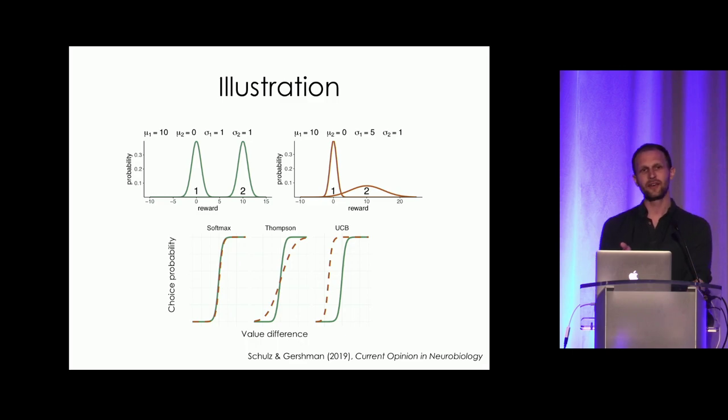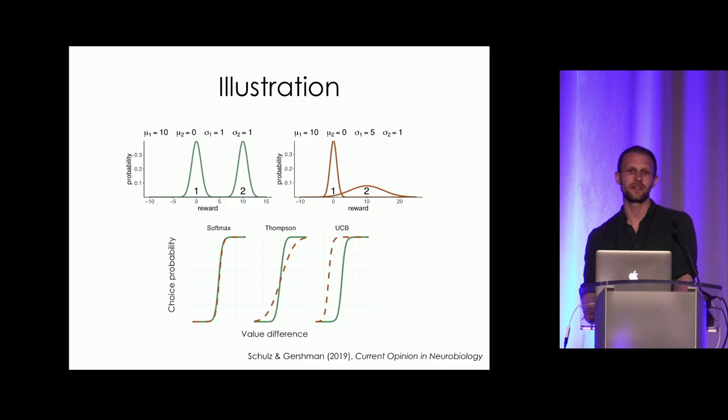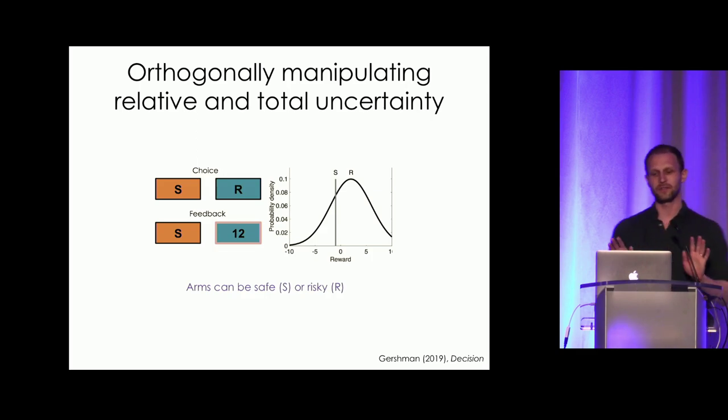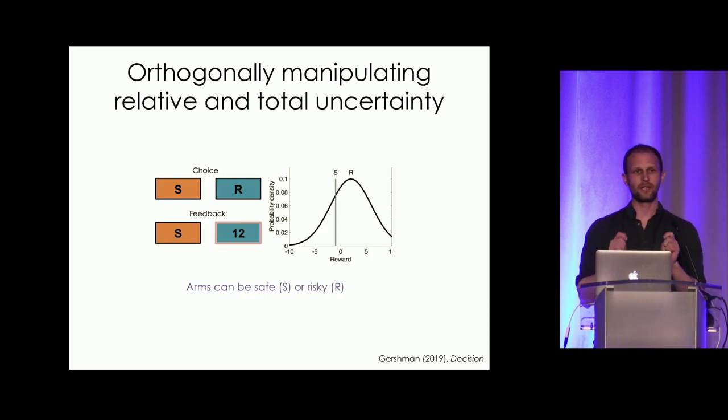Now, as you can see here, there's a problem because the total and relative uncertainty are confounded in this example. But in fact, experimentally, we can deconfound these. So I'm going to tell you about an experimental design which orthogonalizes these two forms of uncertainty. It's very simple. We have, again, this two-armed bandit with Gaussian payoffs. But the arms are going to be, on a given trial, labeled safe or risky, S or R. The only difference between these arms, apart from their mean payoffs, is that on the safe arm, you get a deterministic payoff.